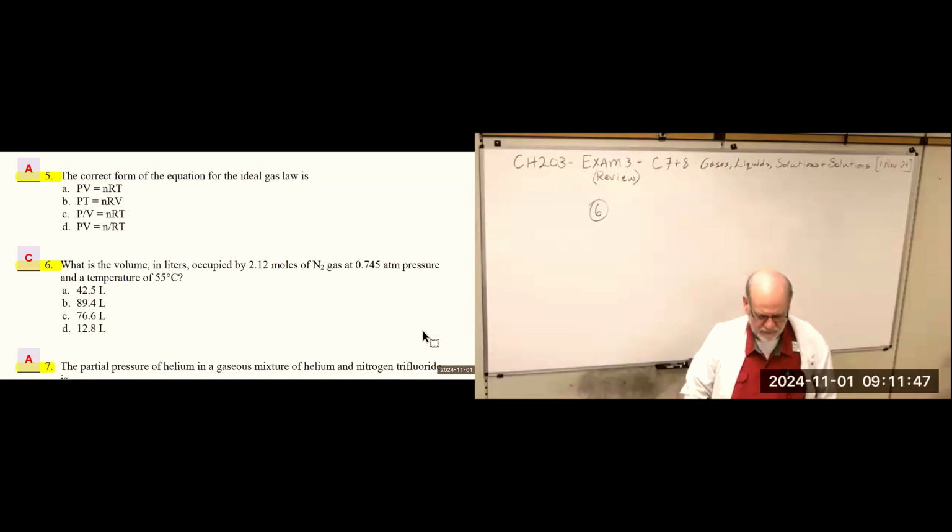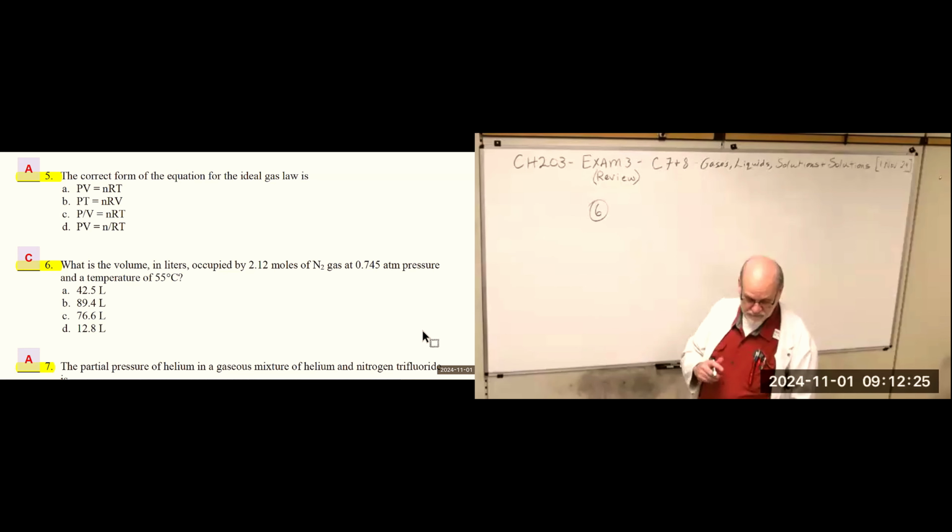What's the volume in liters occupied by 2.12 moles of nitrogen gas at 0.745 atmosphere pressure and a temperature of 55 degrees? All right, for the gas laws and the gas problems, which one is this? Before, after, or state? Are you given 2 of anything in there? 2 of any units? No. Moles is separate, not repeated. Atmosphere pressure is not repeated. Temperature is not repeated. That means you have to use a state function, which is the ideal gas equation.